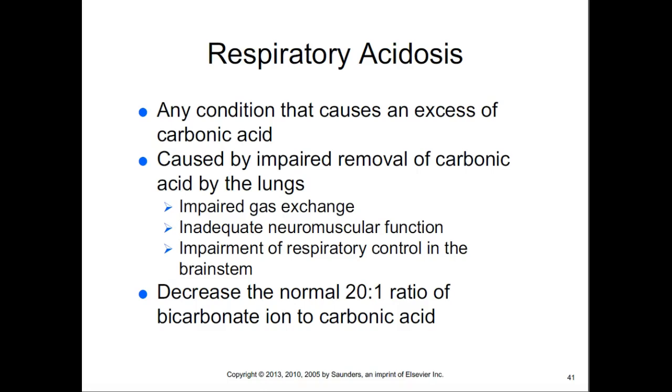All right, respiratory acidosis. So any condition that causes an excess of carbonic acid, right? It's caused by an impaired removal of carbonic acid by the lungs, so impaired gas exchange. In other words, we can't get rid of the carbon dioxide, the extra carbonic acid, to either compensate or regulate. So inadequate neuromuscular function in the lungs, right? And impairment of respiratory control in the brainstem. This decreases the normal 20:1 ratio of bicarbonate ion to carbonic acid.